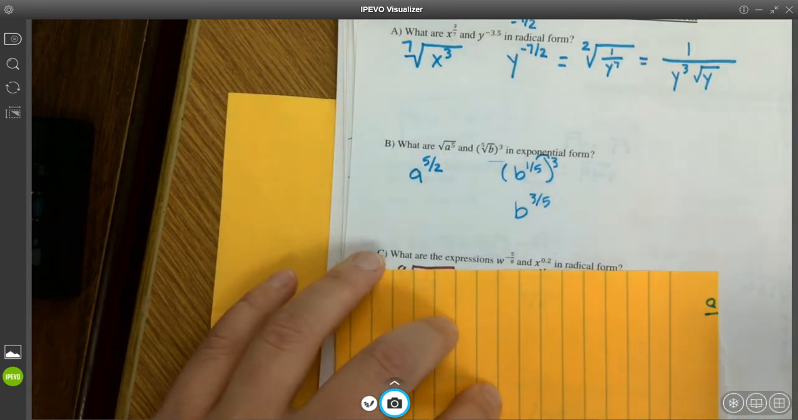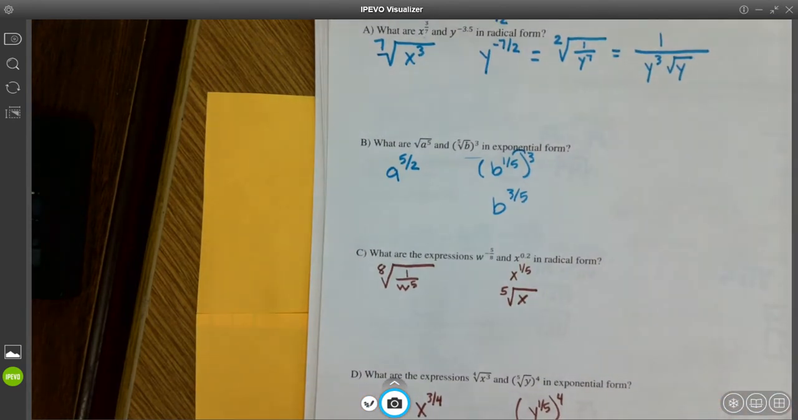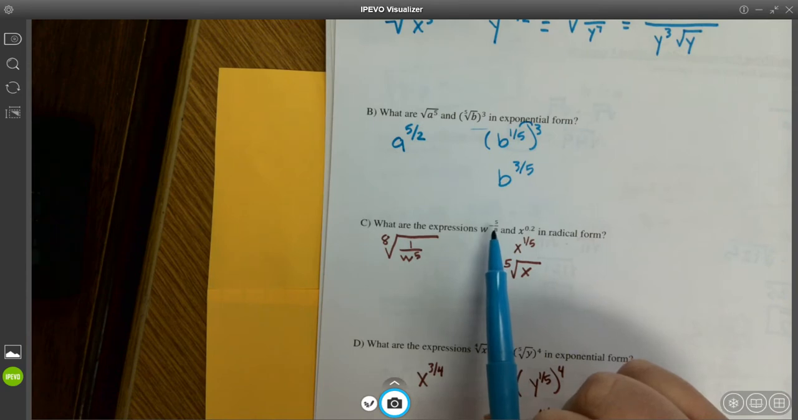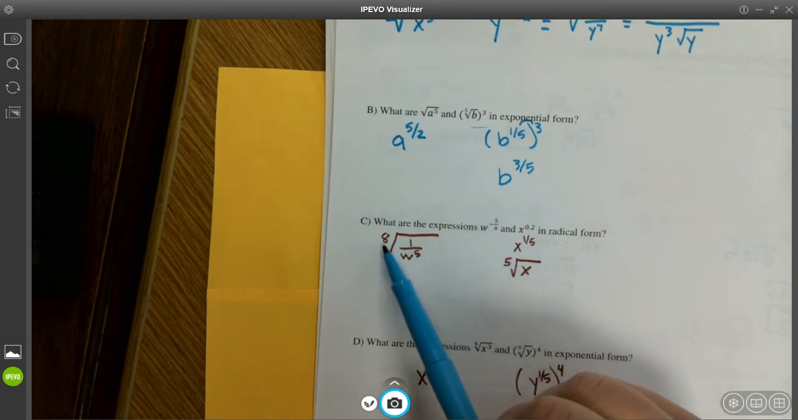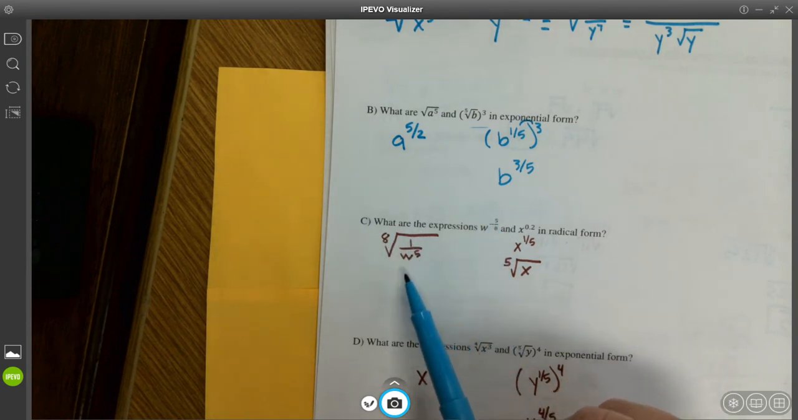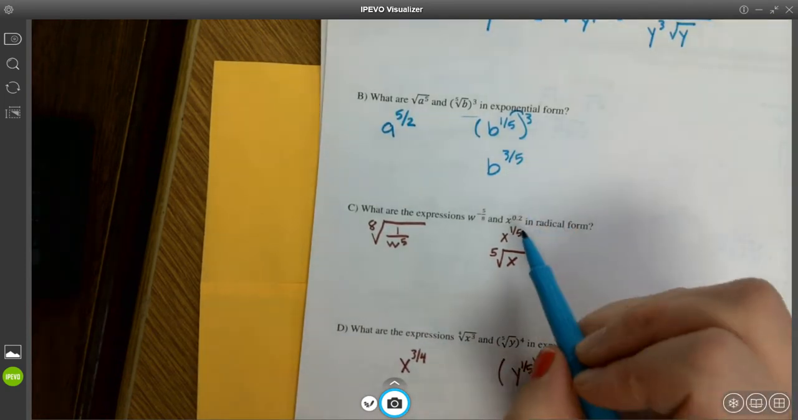Right now, I want you to pause and try to do c and d by yourself. So for c, again, we have that negative. The negative should go with the top, the 5. The 8th is your index. And since it's a negative exponent, it moves to the bottom. It creates a fraction. And again, we're just not going to rationalize it for right now.